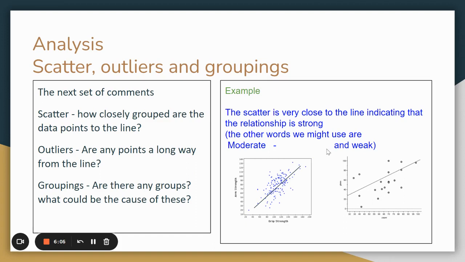Okay, so we just need to say that the scatter is very close to the line, indicating the relationship is strong.